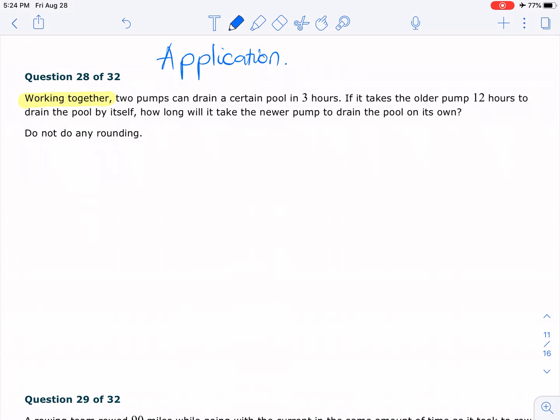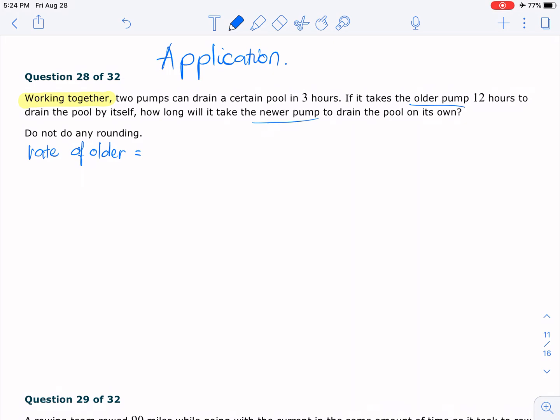So you pretty much just find the rate of each and add them up, because they're working together, so we can add the rates together. Don't get confused between the rate and the time. So for example, in this case, we have the older pump and the newer pump. So let's take a look at the rate of the older.